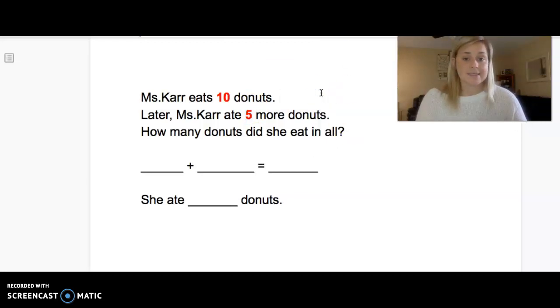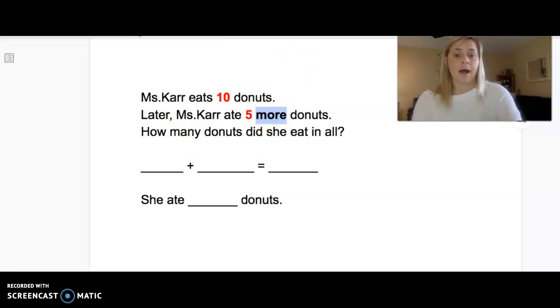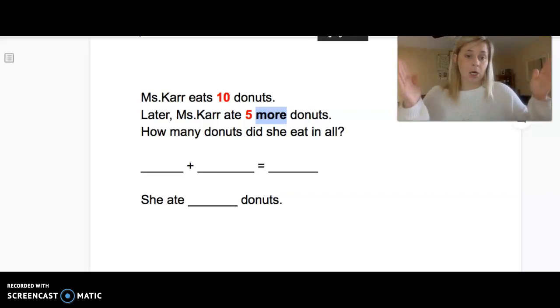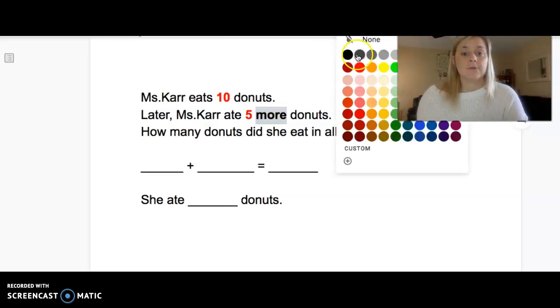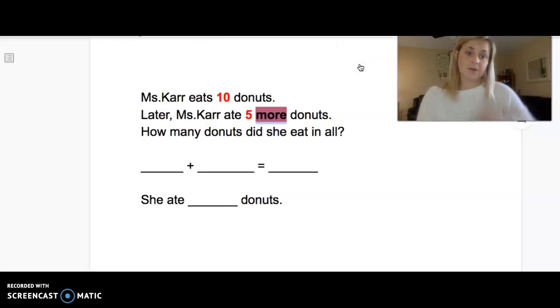I know I'm adding together because the equation's right here, but if I didn't have the equation on me, I can know that I'm adding because it says the word more. So I'm eating more, which means my number is going to be getting bigger. So when my number is getting bigger, that's when I'm adding and using addition.